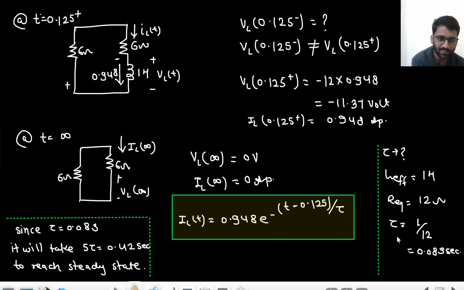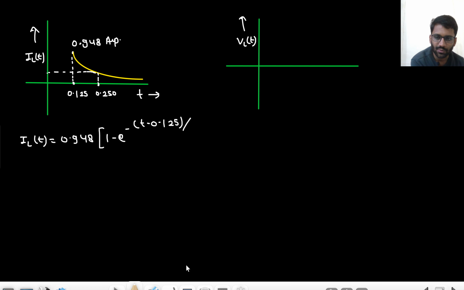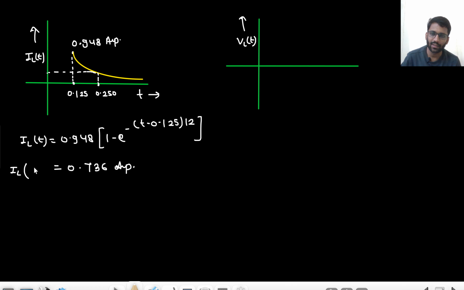What is the time constant here now? Tau is 1 by 12. So if tau is 1 by 12, I will write 12 here. 0.125 into 12, minus e to the power minus 1.5, into 0.948. So the current will go to 0.736 ampere only. This is the value of current at 0.250 second.